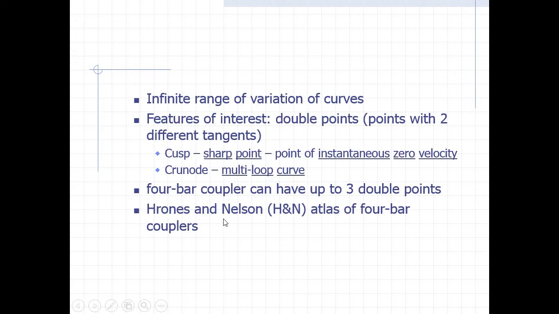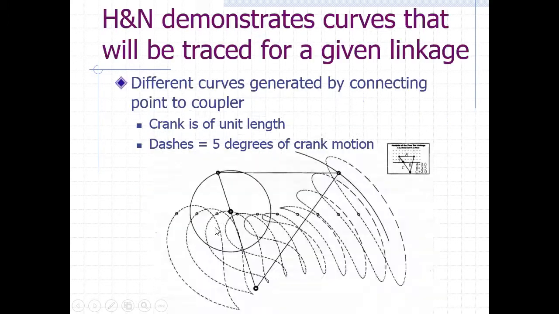There's a Hrones and Nelson atlas of 4-bar couplers. We call it the H&N atlas. Here's a page from that atlas. That H&N atlas demonstrates curves that will be traced out for a given linkage. These different curves are generated by connecting a point on the curve to our coupler.